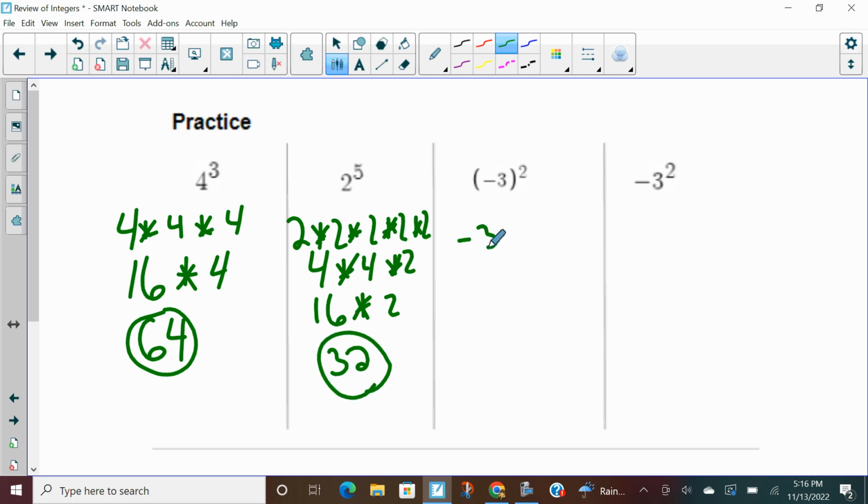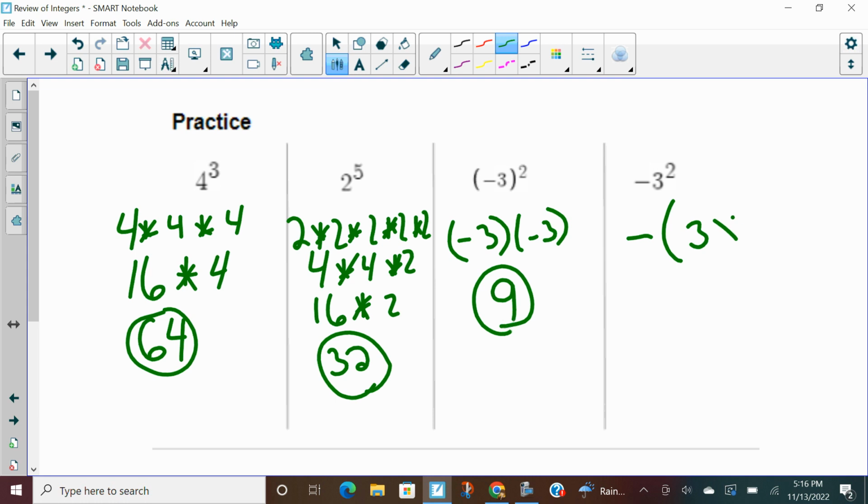This one, remember, is negative 3 times negative 3. So that's going to be a positive 9, where this is the opposite of 3 times 3, which is going to be a negative 9.